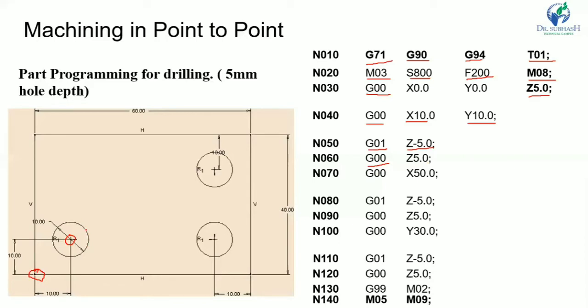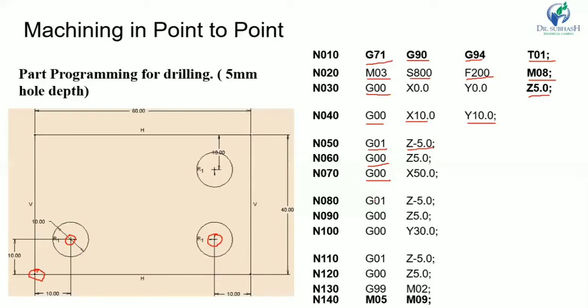Okay, completion of hole number 1. Now from the rapid traverse it will come to X50. That means Y remains constant. Now it will move from this hole to this hole. So our tool is at this center. Okay, tool is at hole number 2.